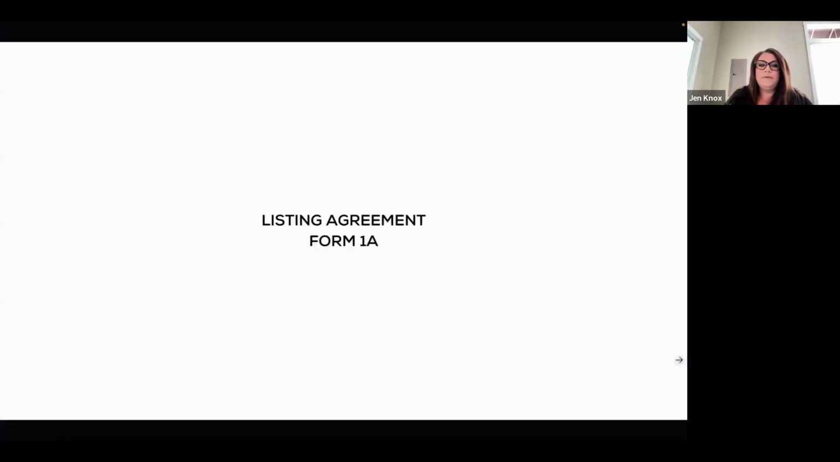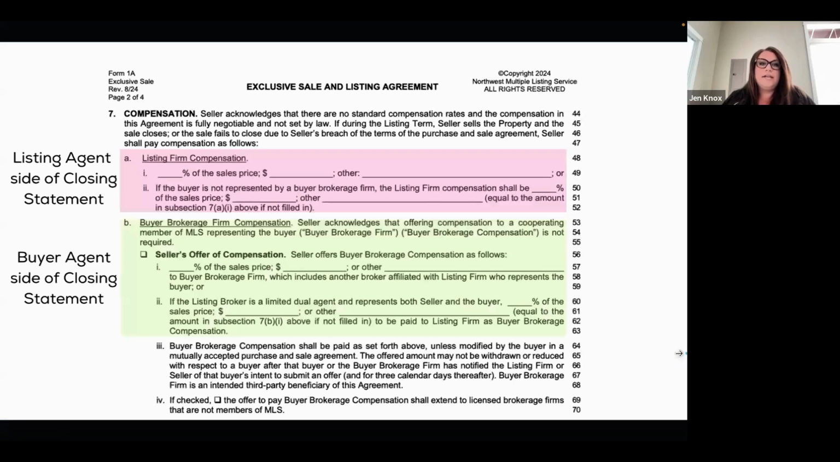So first and foremost, I wanted to pull up the listing agreement. We are all going to have one of these at some point. And I wanted to just note here that the compensation has been decoupled. And by decoupling, that means we're going to be looking at it as two separate entities on their own. So I color coded them so we could get a little bit more of a visual on what that means. Everything in 7A is going to reflect what the listing firm's compensation is.